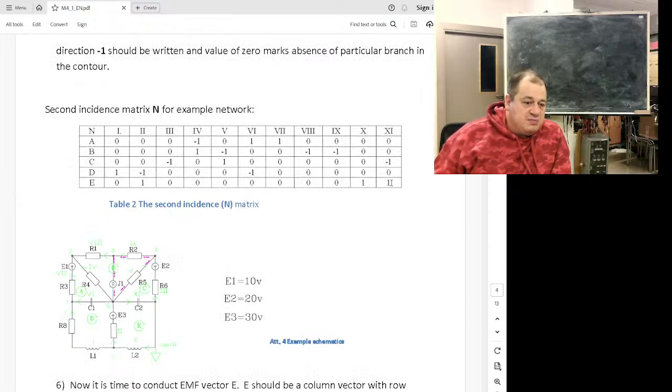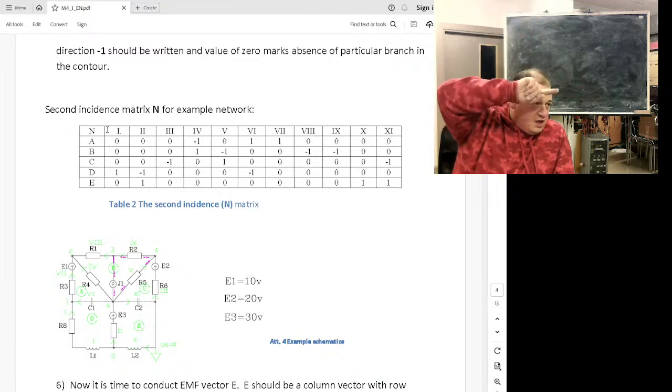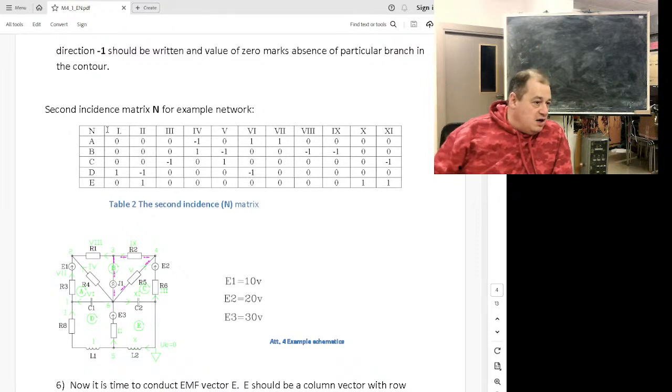The second incidence matrix, where a row is the number of a contour and a column is the number of a branch. If a branch follows the contour's walk-around direction, I write +1. If it goes in the opposite direction, I write -1. It's the network topology.